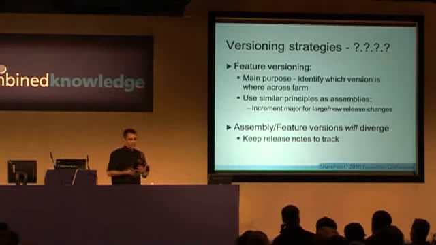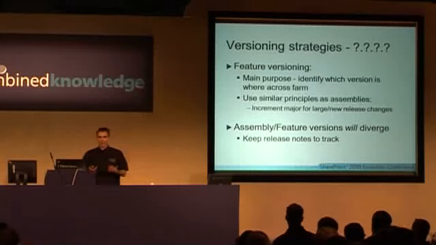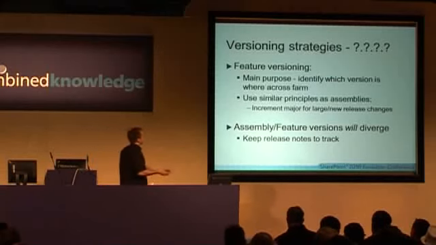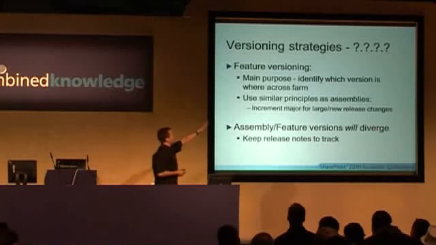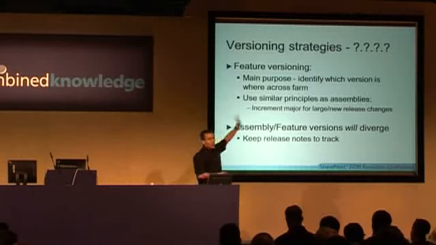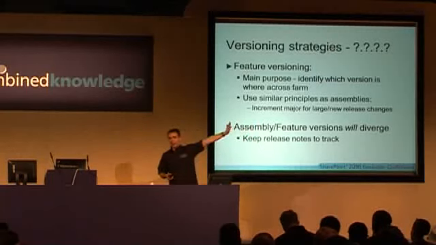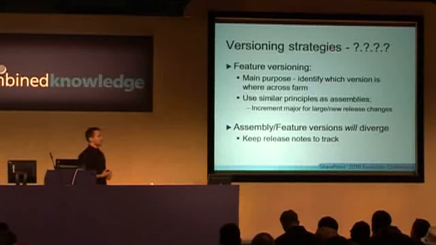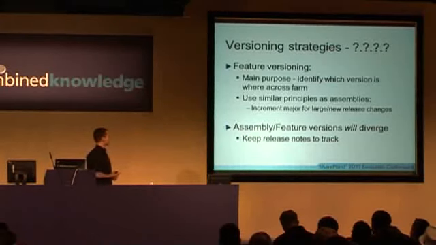If I was adding some functionality to a feature that was new, then I would most likely increment one of the leftmost numbers. If I was just, say, changing the title in some list or some list definition, then something minor like that, I might only change one of the rightmost numbers. But I think it's a good principle to use the same guidelines that you use for assemblies.